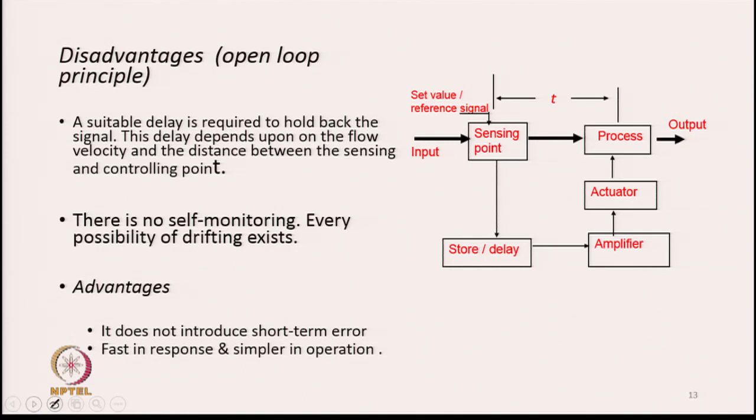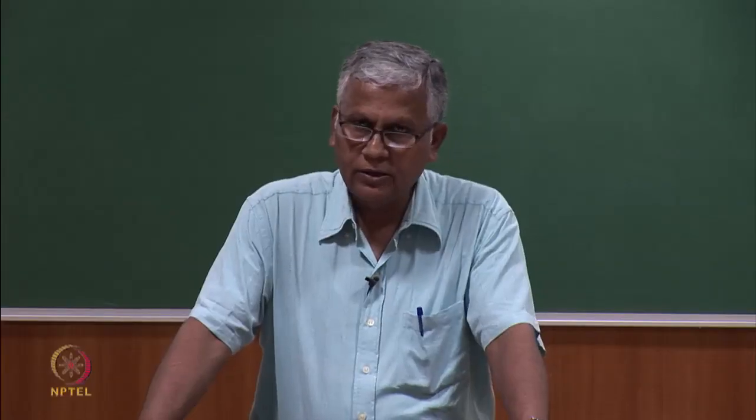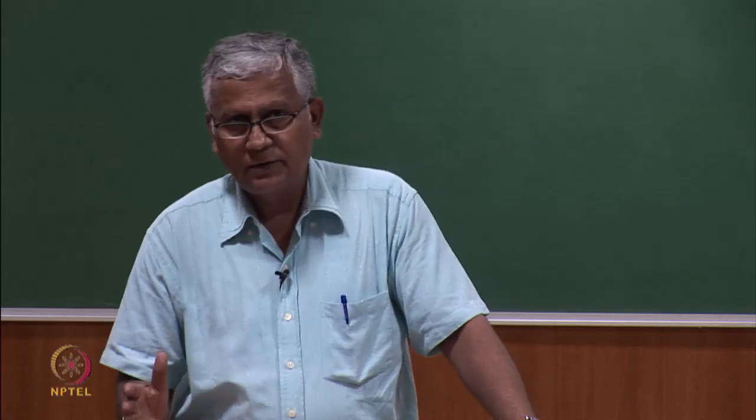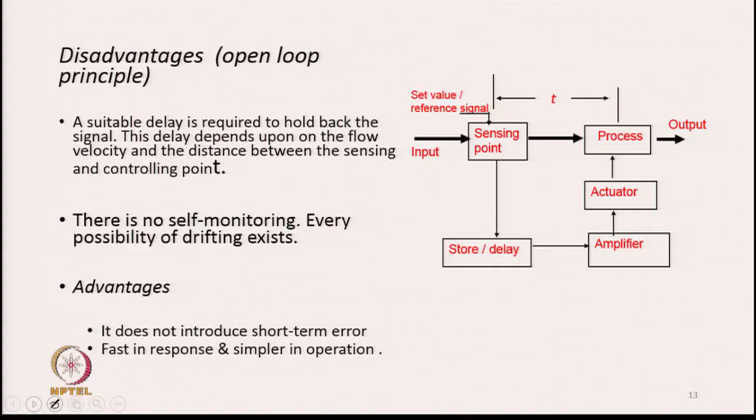The other thing is there is no self monitoring. Once the material moves out of the process, we are not going to check whether the correction that has been taken, if at all we have taken some corrections, whether the correction has resulted in the right value, the right mass of the sliver or not. So, there is no check or no self monitoring, and therefore, there is every possibility of drifting that can exist, because there is no self check. You have taken an action, but we do not know whether the action taken has been correct or not. These are the disadvantages of the system.